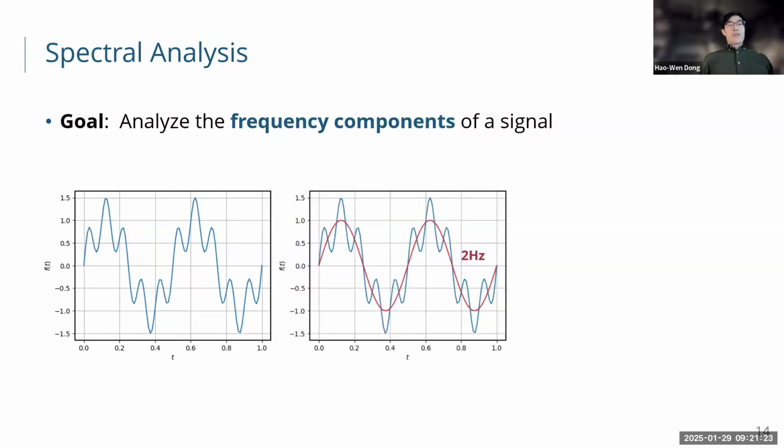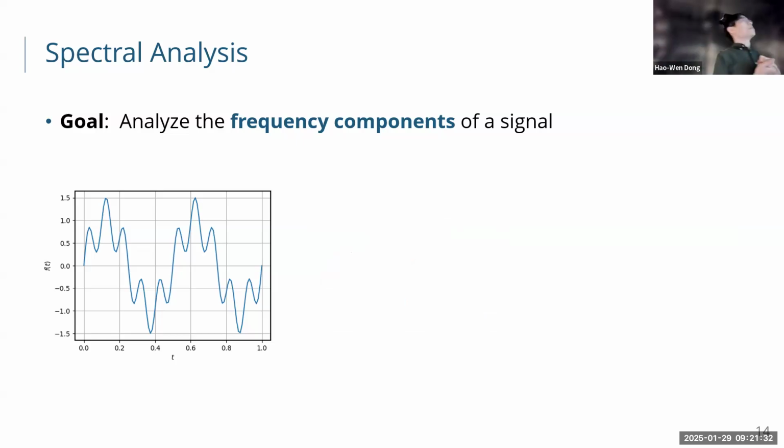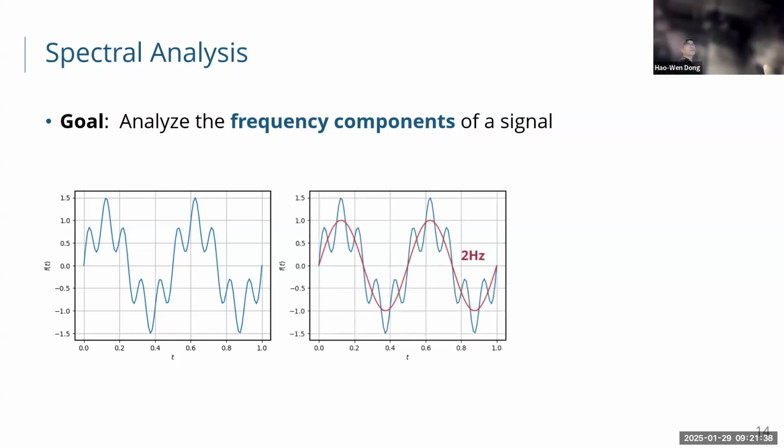But basically what we want to do in spectral analysis is to see if we can do something like this. Look at this waveform. You can have a sense that there's something that vibrates or oscillates at 2 Hz. The x-axis is 1 second, and if you do 2 cycles, it's 2 Hz. Can you guess what the other frequencies are?